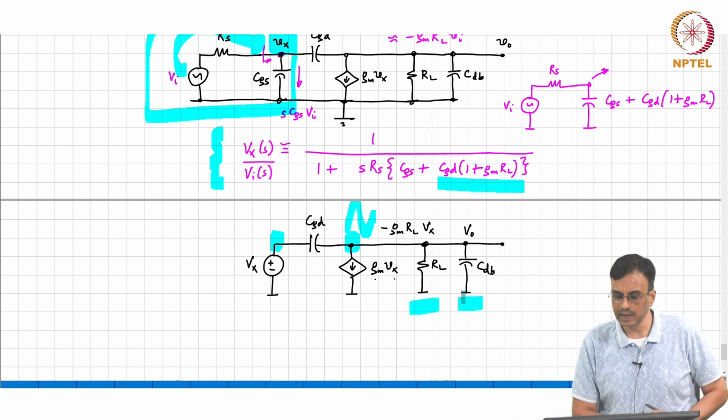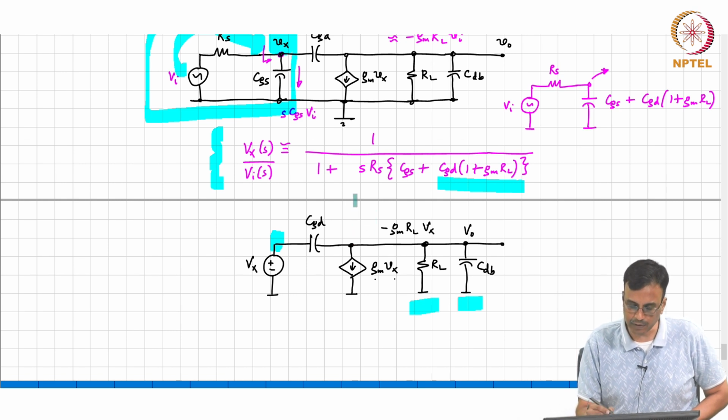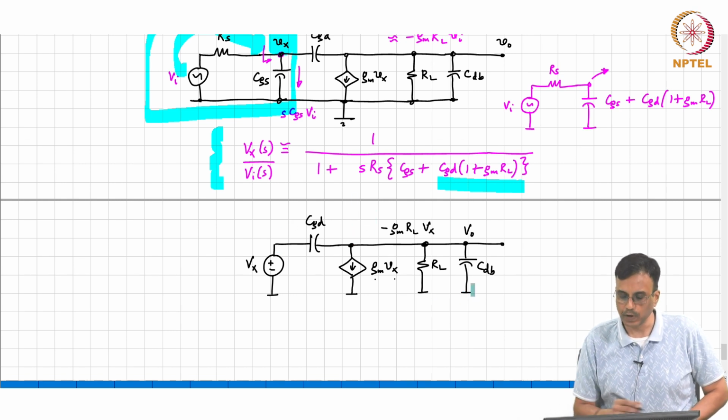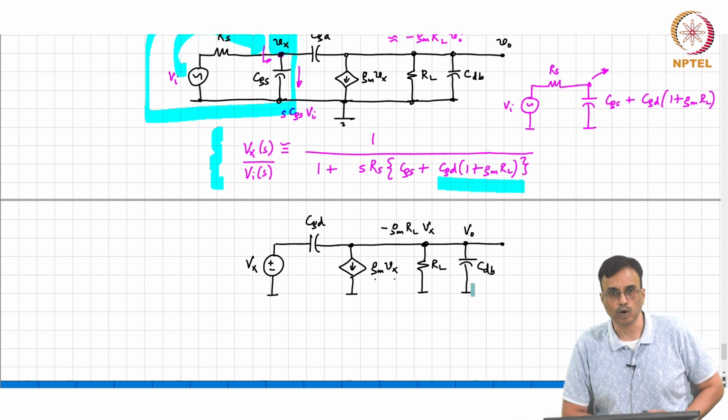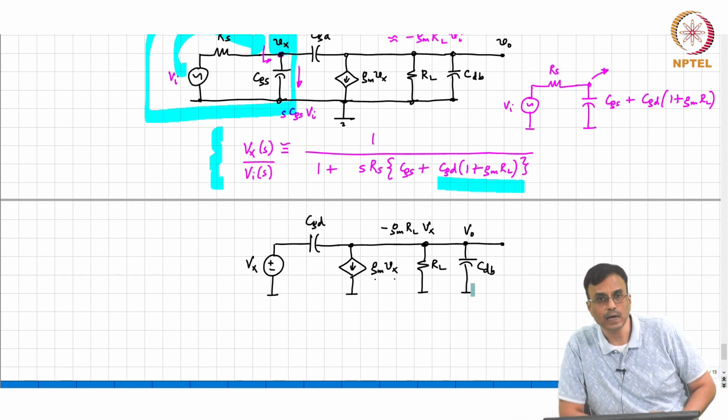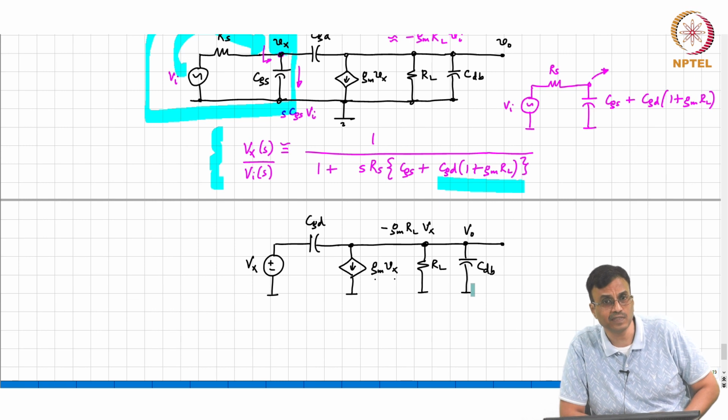Or in other words, if you find the transfer function from Vx to Vo, what do you expect to see? What order do we expect to see? First order, why? If you want to find the transfer function, what is the order of the system? Yesterday we discussed that the order of the system is independent of where the input is connected, right?